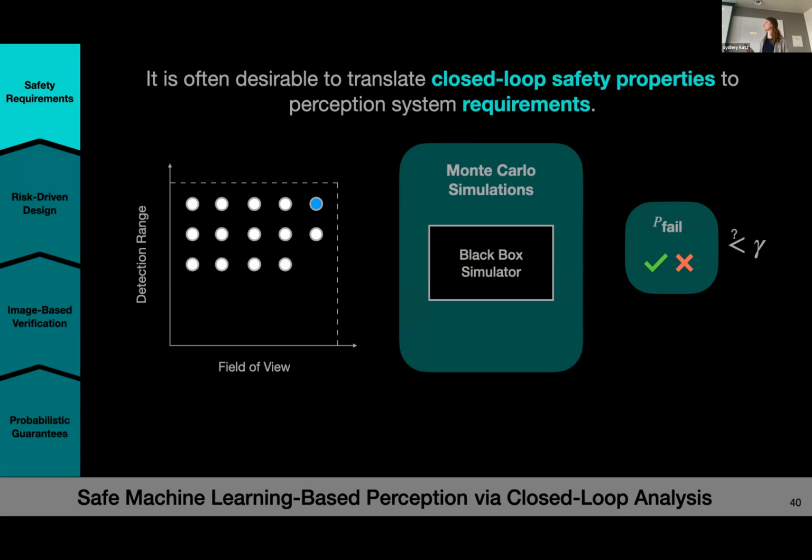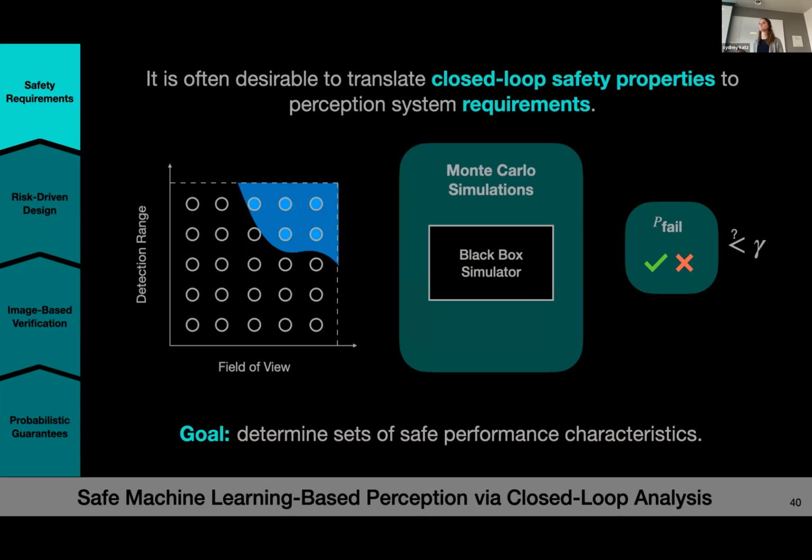So one way we could do this is to just grid up this space and then do a Monte Carlo analysis at each of these points and determine whether or not it resulted in a desired level of safety. And this could essentially be used to estimate our safe set.